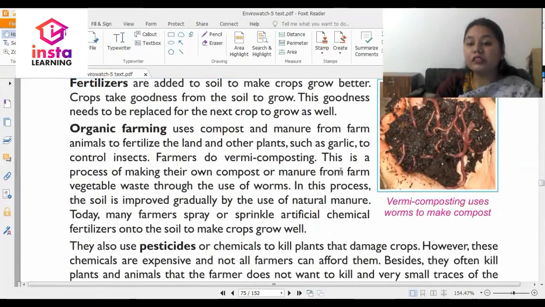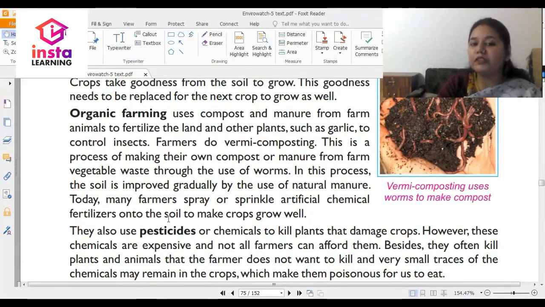Organic farming is a concept which has been discussed in recent years, and they're saying that you can even do organic farming in your house. So it's an interesting thing to go for. It uses compost and manure from farm animals to fertilize the land, and other plants such as garlic to control insects. Farmers do vermicomposting. This is a process of making their own compost or manure from farm vegetable waste through the use of worms. In this process, the soil is improved gradually by the use of natural manure.